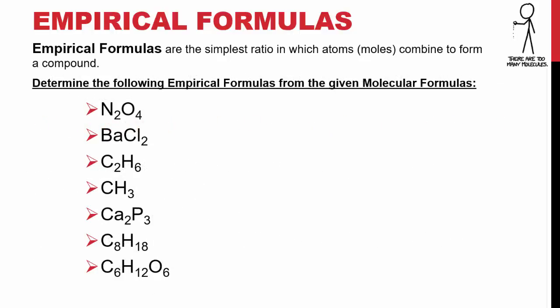Now again, remember, empirical formulas are the simplest ratio. So here are a couple of examples where we want to change the given molecular formulas into their empirical formulas. Why don't you pause the video and try to do these on your own. If you notice that there is no empirical formula or the compound is already in its simplest form, just simply rewrite it as the simplest form.